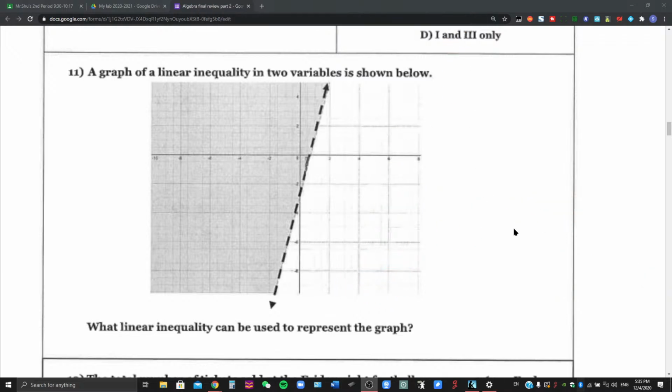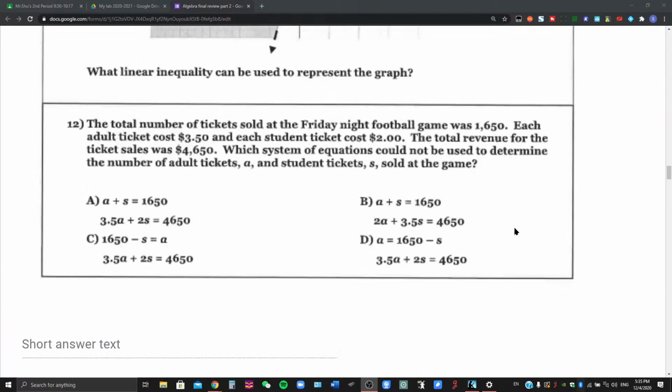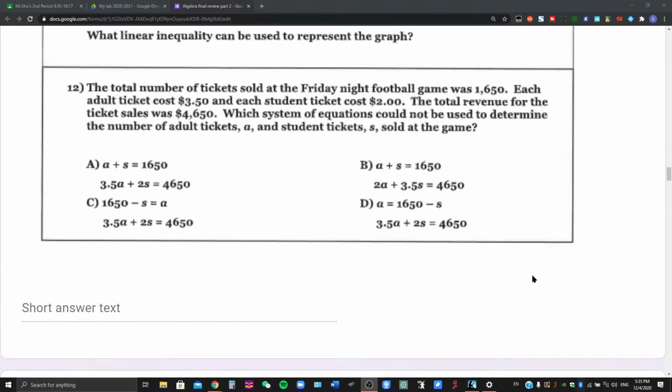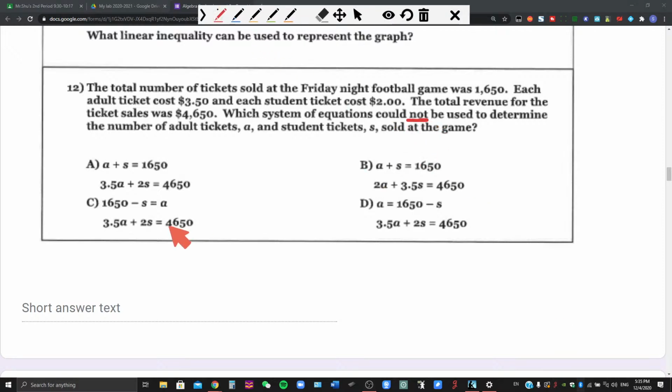All right, let's go to question 12. The total number of tickets sold at the Friday night football game was 1,650. Each adult ticket cost $3.50 and each student ticket cost $2. The total revenue for the ticket sales was $4,650. Which system of equations could not, okay, this is the tricky part, could not be used to determine the number of adult tickets A and student tickets S sold at the game.